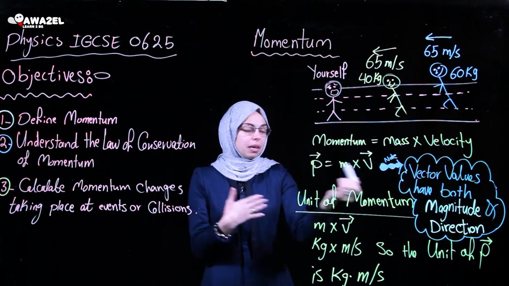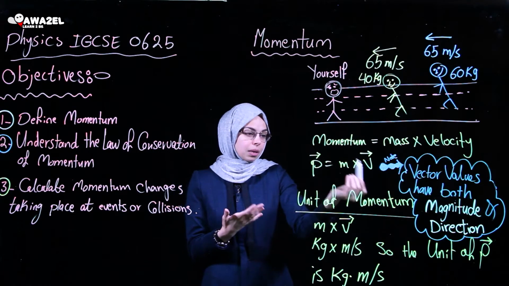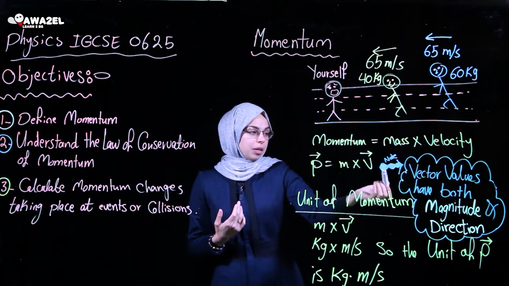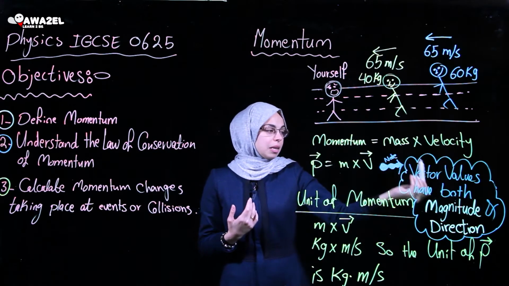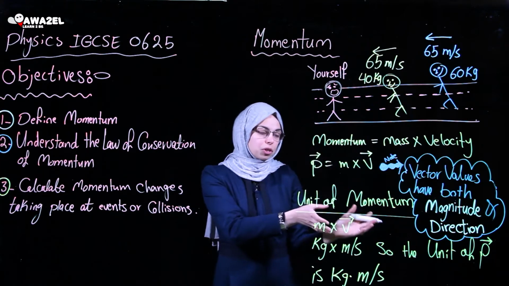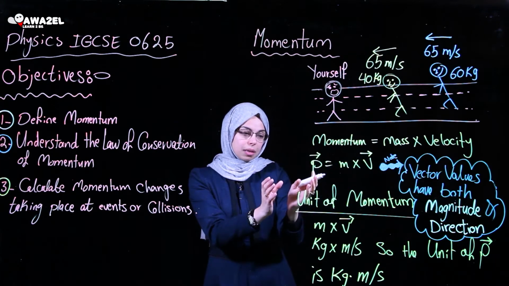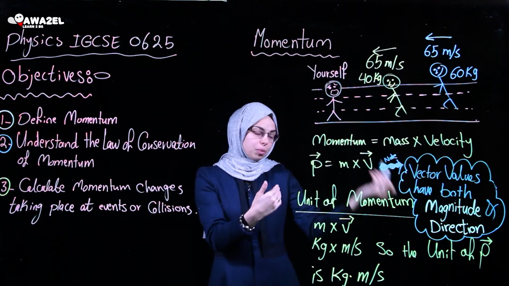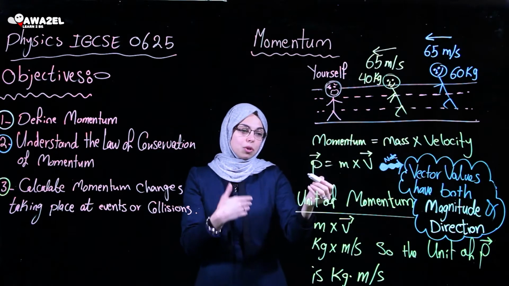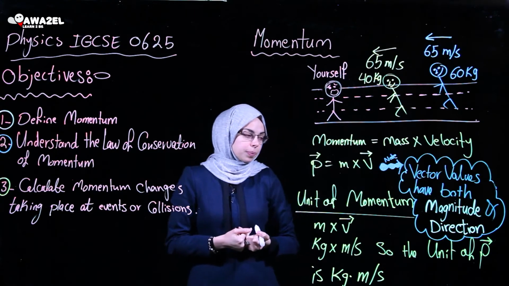And because velocity is a vector value, momentum has to be a vector value too. A vector value, to remind you, is a value that depends on both magnitude and the direction of the object. So momentum is dependent on direction as velocity is. So it's a vector value. It has a magnitude and it also has a direction.